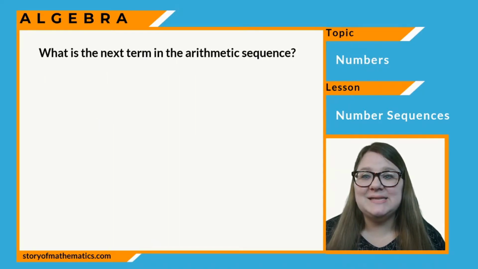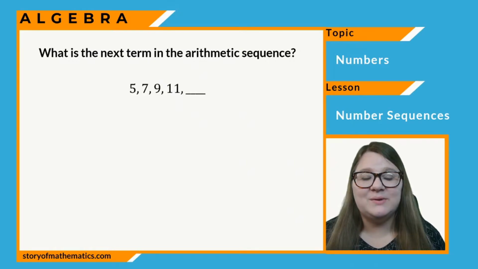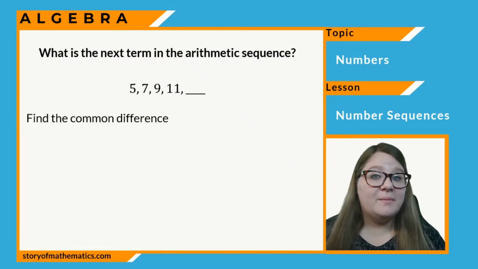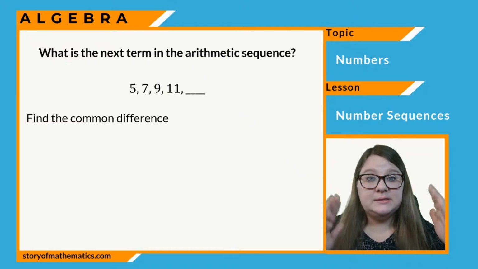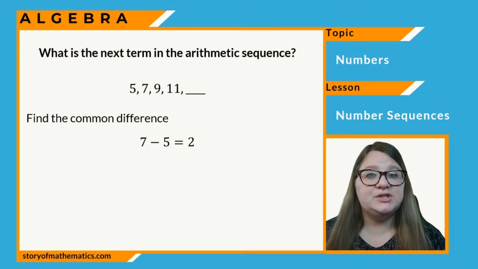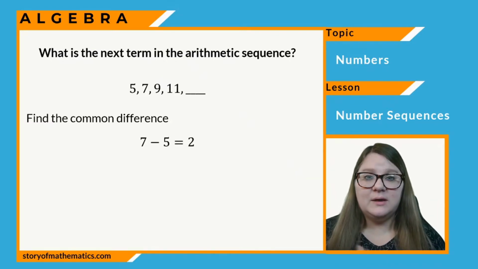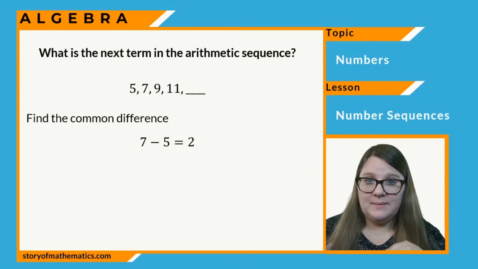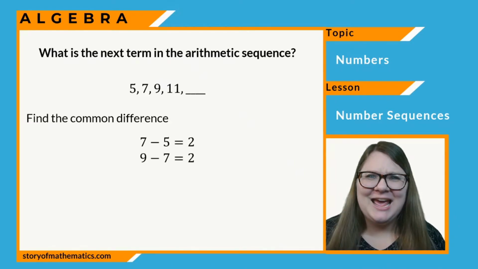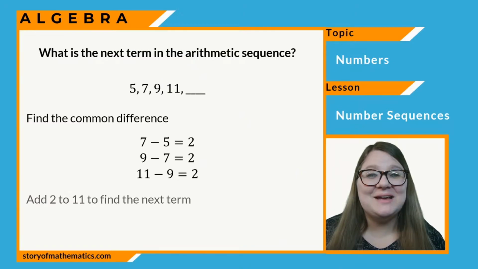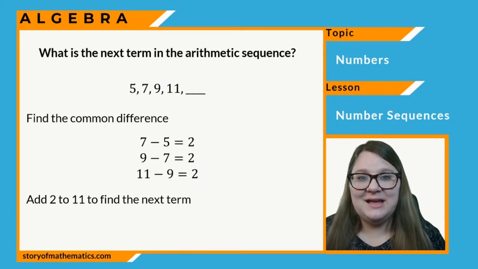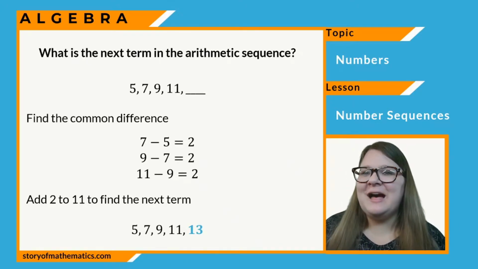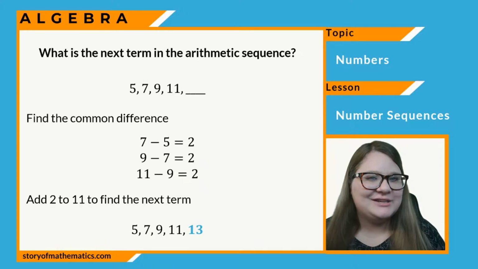Let's take a look at this example. What is the next term of the arithmetic sequence 5, 7, 9, 11? Well, we need to find the common difference. So what are we adding to each number to get to the next one? I'll look at the 5 and 7: 7 minus 5 is 2. If I look at 7 and 9, I'll subtract the first number from the second: 9 minus 7 is also 2. And 11 minus 9? Also 2. That means the common difference must be 2. So to find the next term, I'm going to add 2 to the 11 and get 13. So it goes 5, 7, 9, 11, 13.